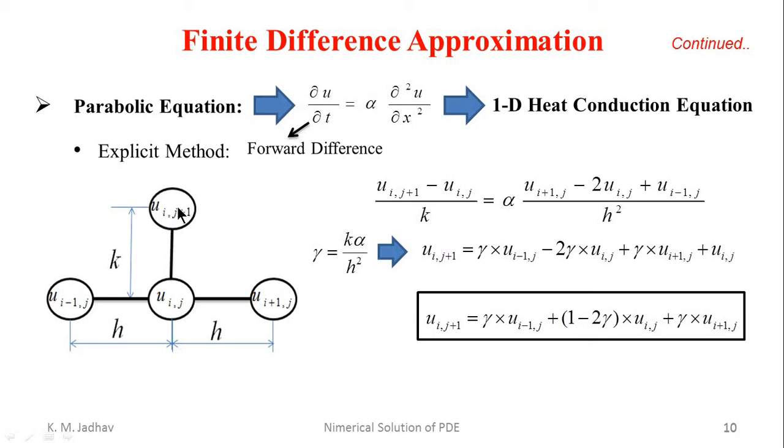We can calculate this value by using these three values. We can remember this formula from this diagram. This value is equal to gamma into this value plus 1 minus 2 gamma into this value plus gamma into this value, which is written here. This formula is also called the Bender-Schmidt formula. Let us solve a problem based on the one-dimensional heat conduction equation using explicit method.